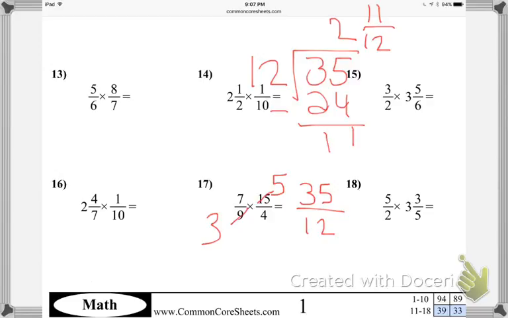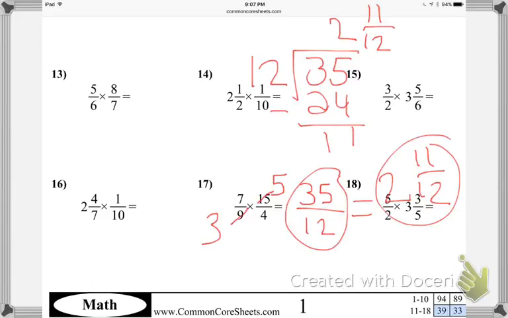So 35 twelfths is equal to 2 and 11 twelfths. They are the same thing in a different form. One is improper and one is a mixed number. My final answer should be the mixed number, 2 and 11 twelfths.